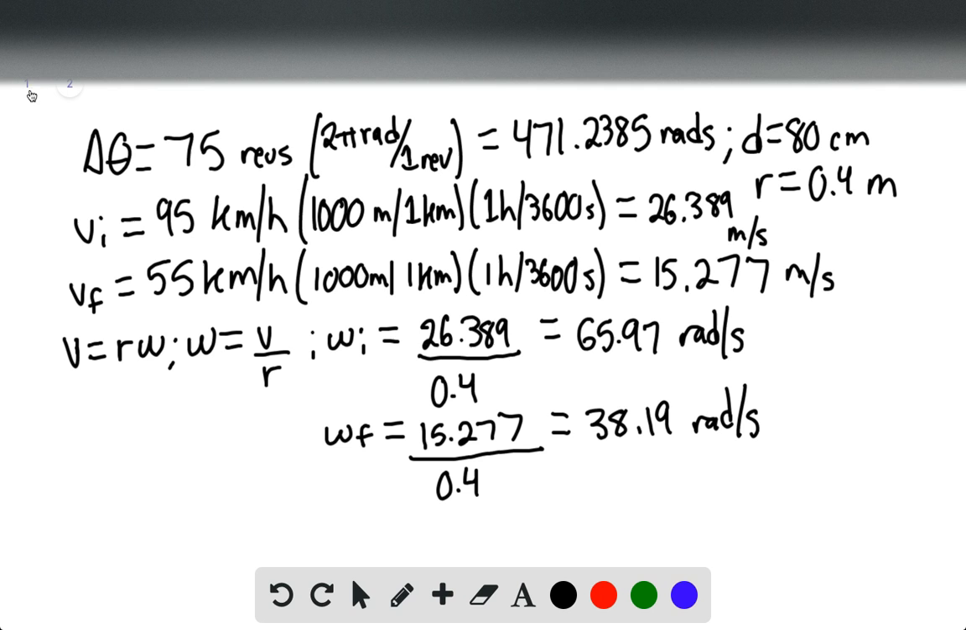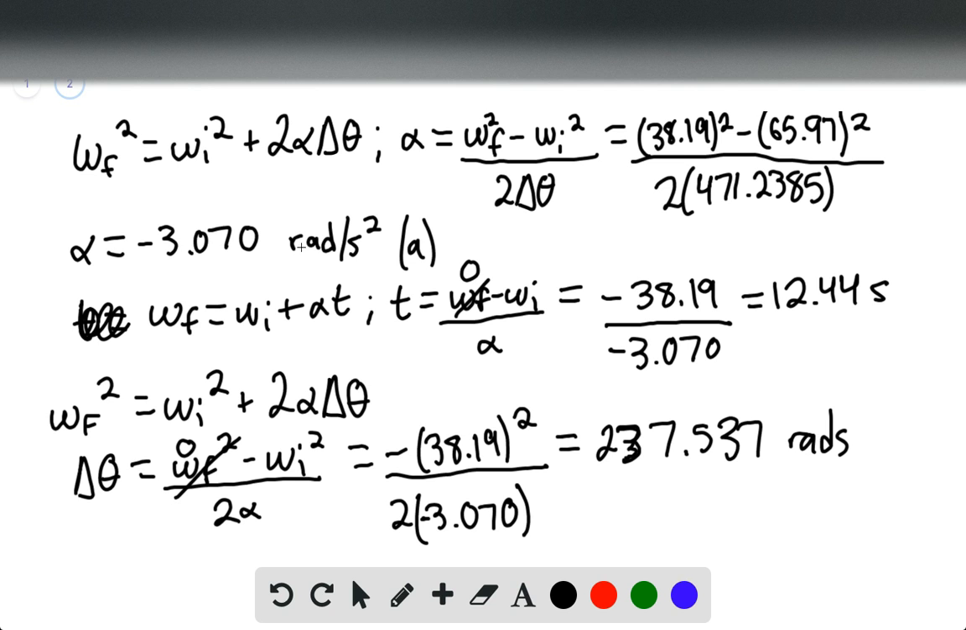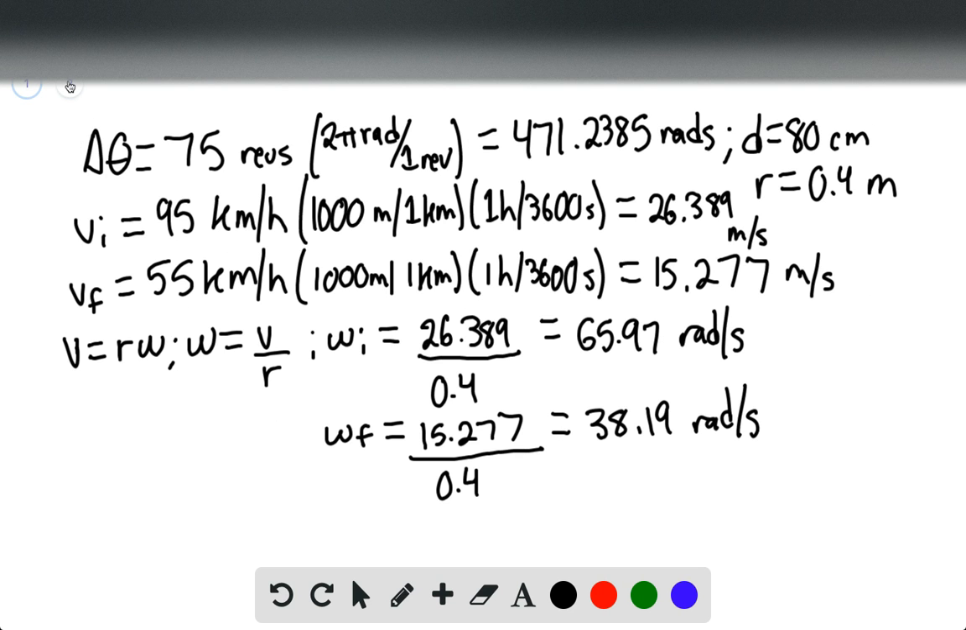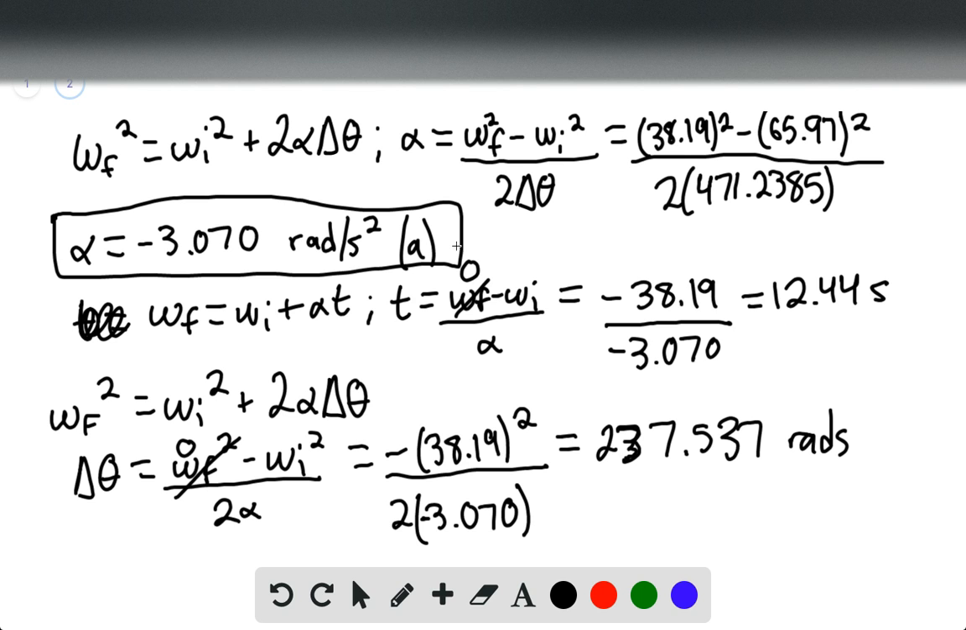So we found the angular acceleration by finding the initial and final angular velocities. So this was your part A, and then essentially after that, after it reaches 55 kilometers per hour, how long does it take to stop? Given that this angular acceleration is constant, that would be this answer right here. And then it's saying during that time interval of 12.44 seconds after the car reaches 55 kilometers per hour, how far does it go? So we can find this.